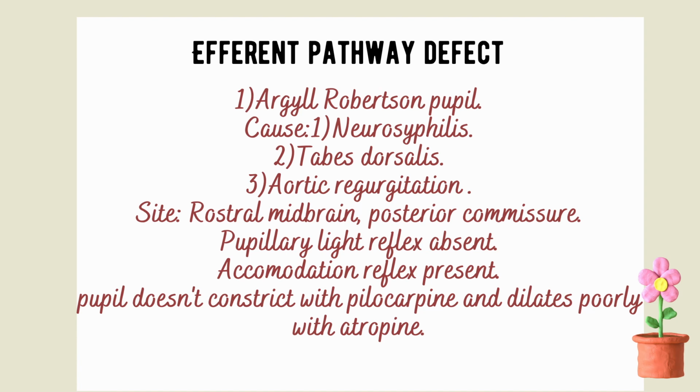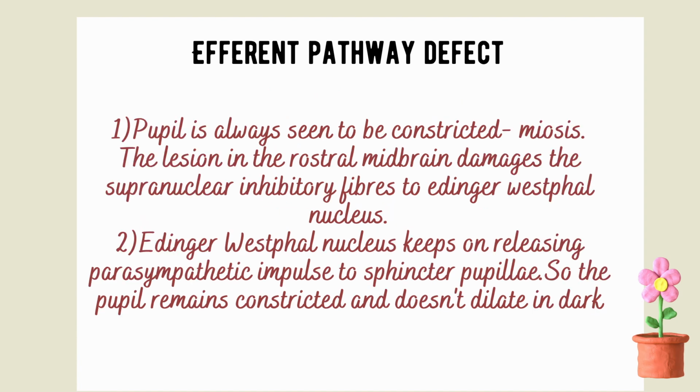You can remember what happens in this defect with the help of a mnemonic. The mnemonic is PRAARP. PRA means pupillary reflex absent, that is, light reflex is absent, and ARP means accommodation reflex present. PRAARP: pupillary light reflex absent, accommodation reflex present. We will discuss in detail how this happens, but remember this with the help of this mnemonic, then you will not forget. The pupil will not constrict here with pilocarpine and dilates poorly with atropine. I'll tell you the mechanism of how this happens.